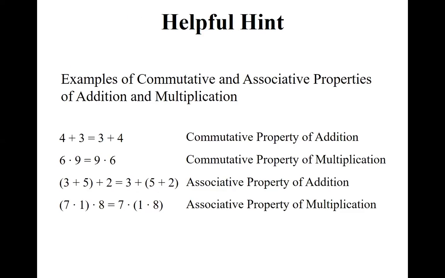So some examples. 4 plus 3 equals 3 plus 4 would be the commutative property of addition. The order has changed. The numbers have moved. They've commuted. 6 times 9 equals 9 times 6 is an example of the commutative property of multiplication. Again, the numbers moved. They commuted. Hopefully they didn't get stuck in traffic.